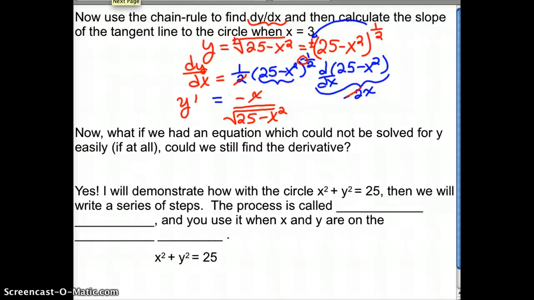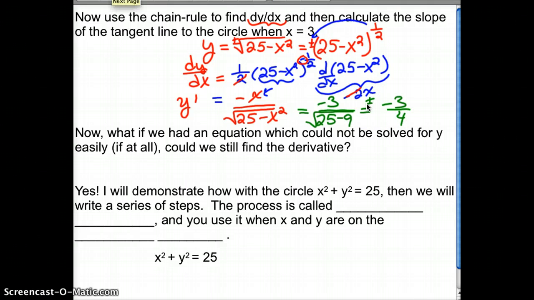So when I plug a 3 in here, I'm going to get a negative 3 on the top, over, on the bottom, the square root of 25 minus 3 squared, which gives me negative 3/4. And remember I had that plus or minus out front also.